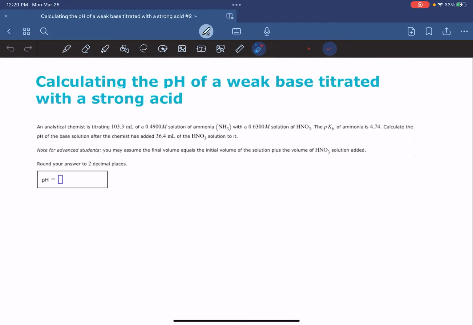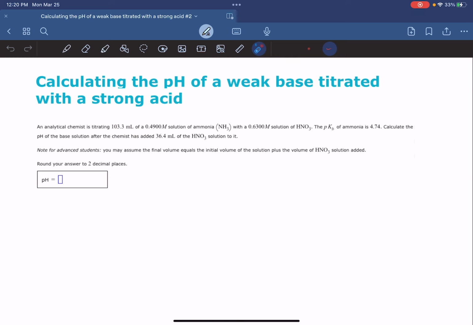Okay, I'm going to try another weak base being titrated with a strong acid, simply because in the previous one we had way more strong acid than we did weak base, and we ended up with just strong acid at the end. And then it was just a matter of taking the negative log of the H plus concentration, and the problem was actually really straightforward.